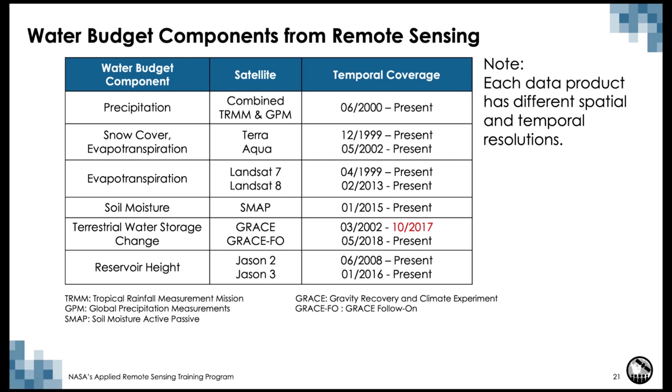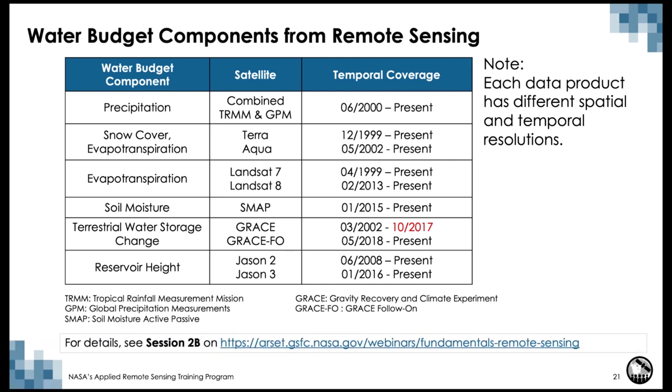So these satellites provide observations of different water budget components. However, not only do they have a different temporal coverage, their temporal sampling is also different. For example, TRMM and GPM data combined with other satellites provide half-hourly to three-hourly data sets as the highest resolution, all the way to Landsat that provides data every 16 days. Not only are temporal resolutions different here, they all have different spatial resolutions as well. A lot of details of this can be found in the Fundamentals of Remote Sensing webinar that we just mentioned earlier.